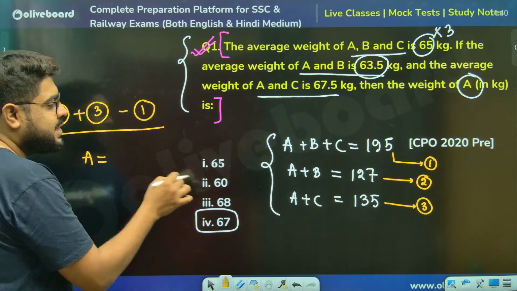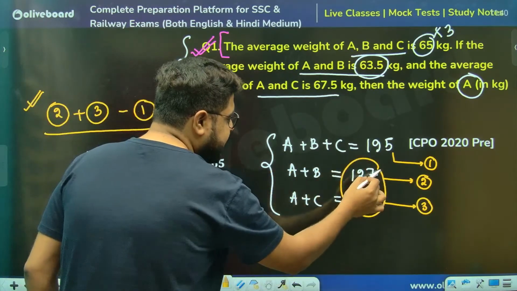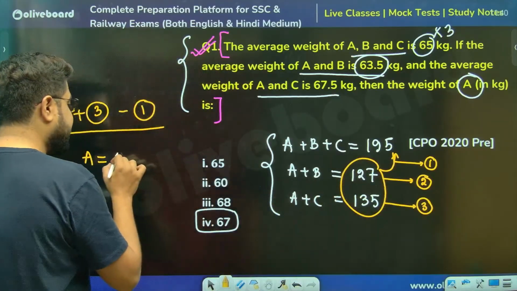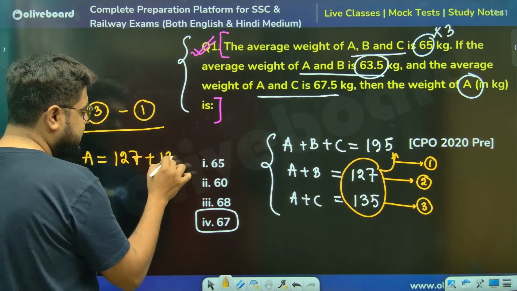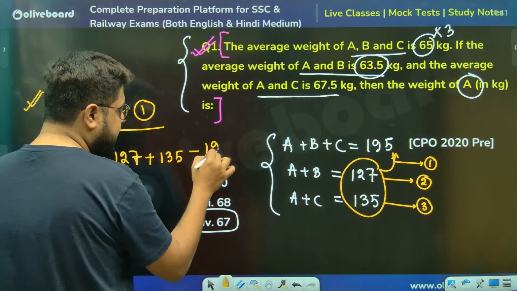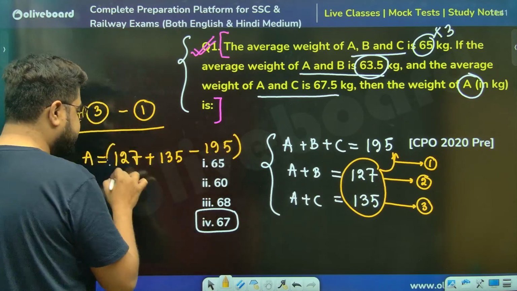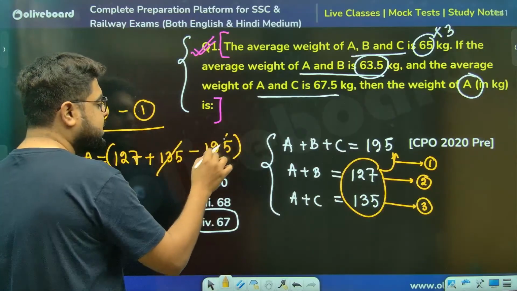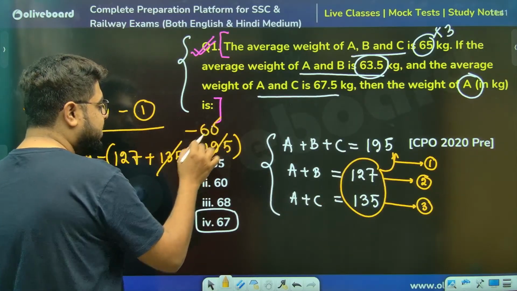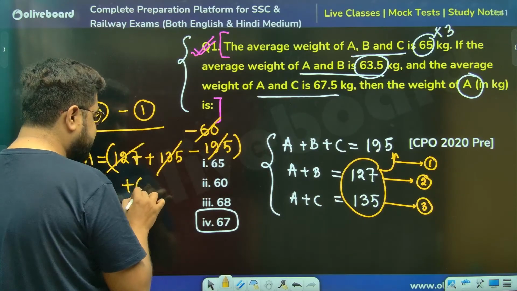So my answer will be these two added, minus this. Look how we will do it. Please use a little bit of your brain. Please be street smart. Again, I use this term. Sir, this is minus 60 and this is plus 67, answer, sir.